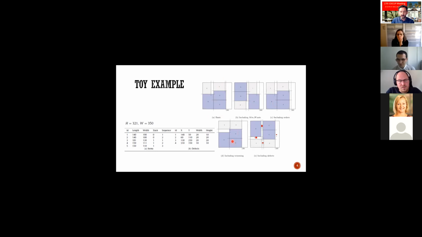And this is a solution where it's possible to have trimming, which is composed by doing this cut after this one, and in this way we can obtain two pieces. And finally, this is an example with all the constraints: defects, orders, minimum weight, and so on.